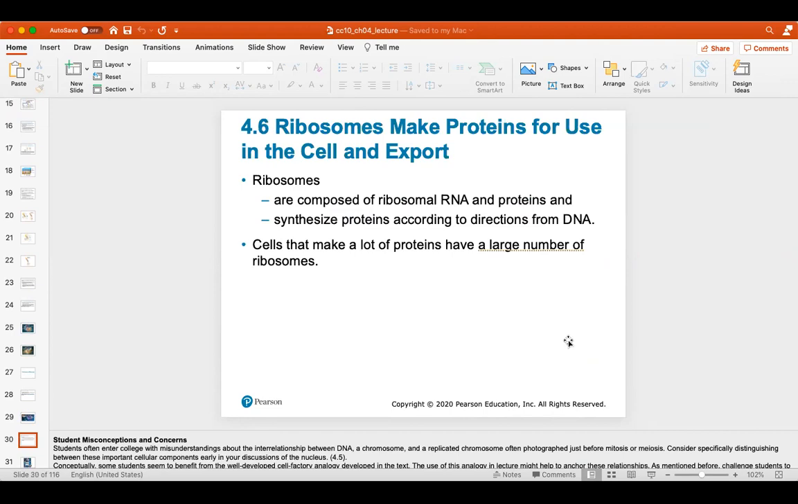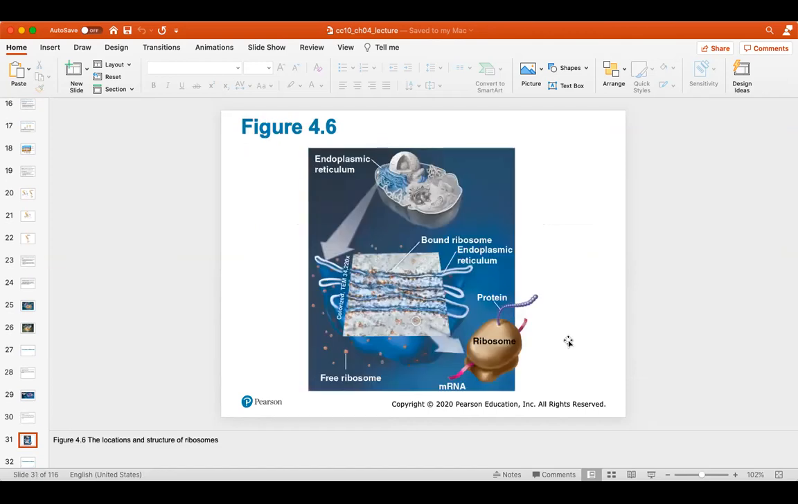Ribosomes are composed of ribosomal RNA and proteins, and they will make proteins according to directions that they receive from the DNA in the nucleus. Cells that make a lot of proteins will have a large number of ribosomes because ribosomes make proteins. Try to get that into your head. Ribosomes make proteins, so if you have a cell that requires a lot of proteins, it will most likely have a lot of ribosomes.